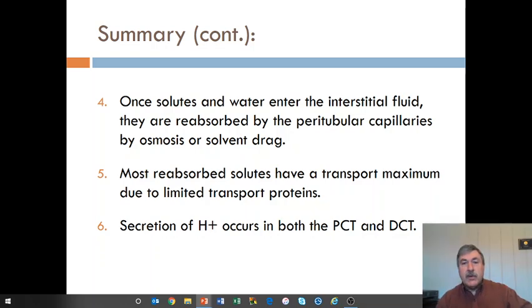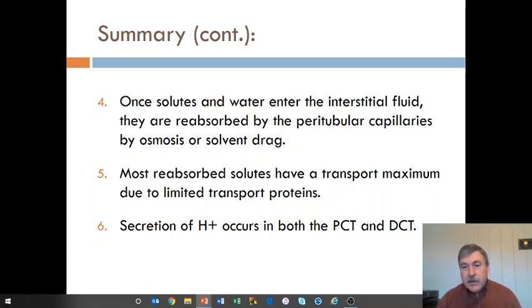Also, once solutes in water enter the interstitial fluid, they're then reabsorbed by the peritubular capillaries by osmosis or solvent drag. Most reabsorbed solutes have a transport maximum due to limited transport proteins, and secretion of hydrogen, as we saw, occurs in both the proximal convoluted tubule as well as the distal convoluted tubule.